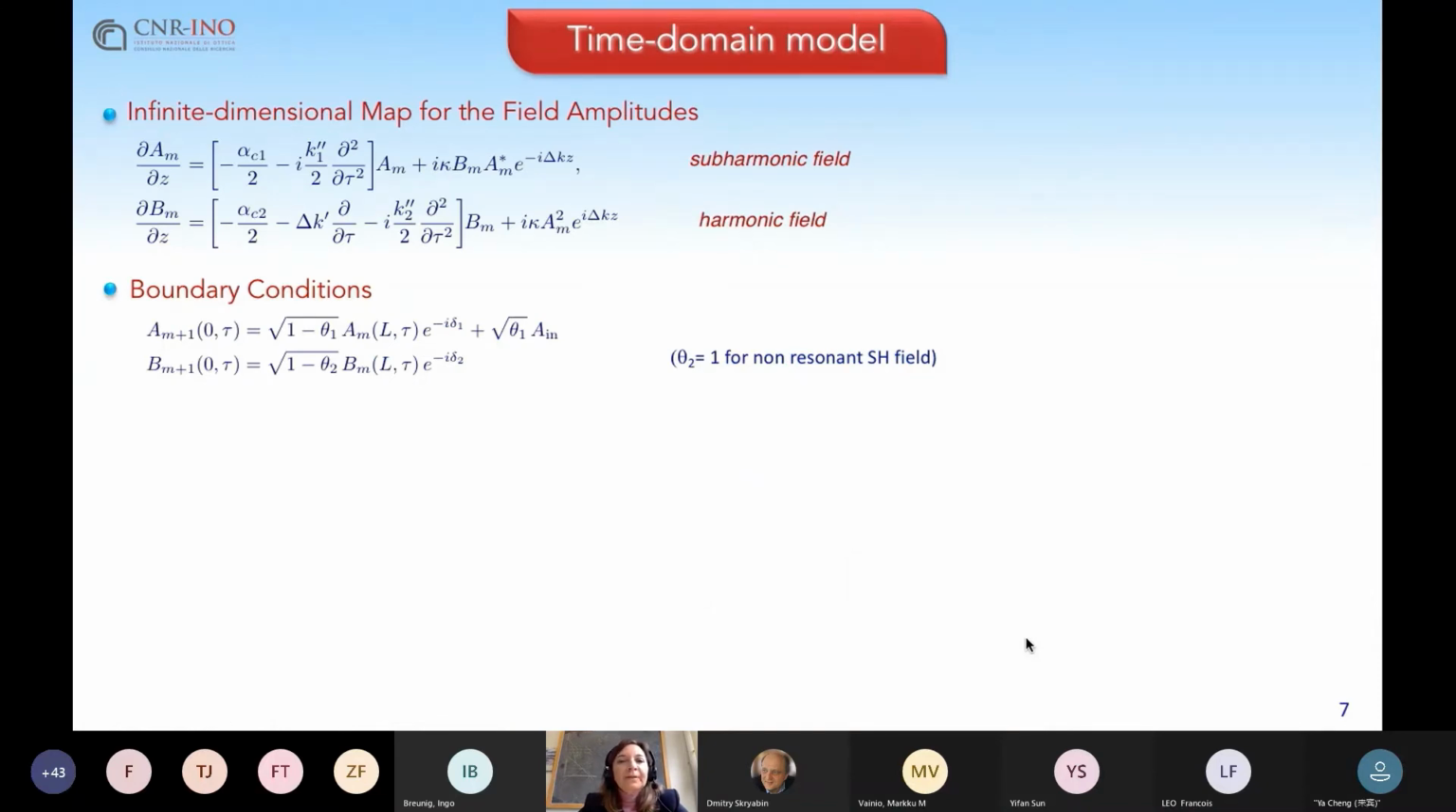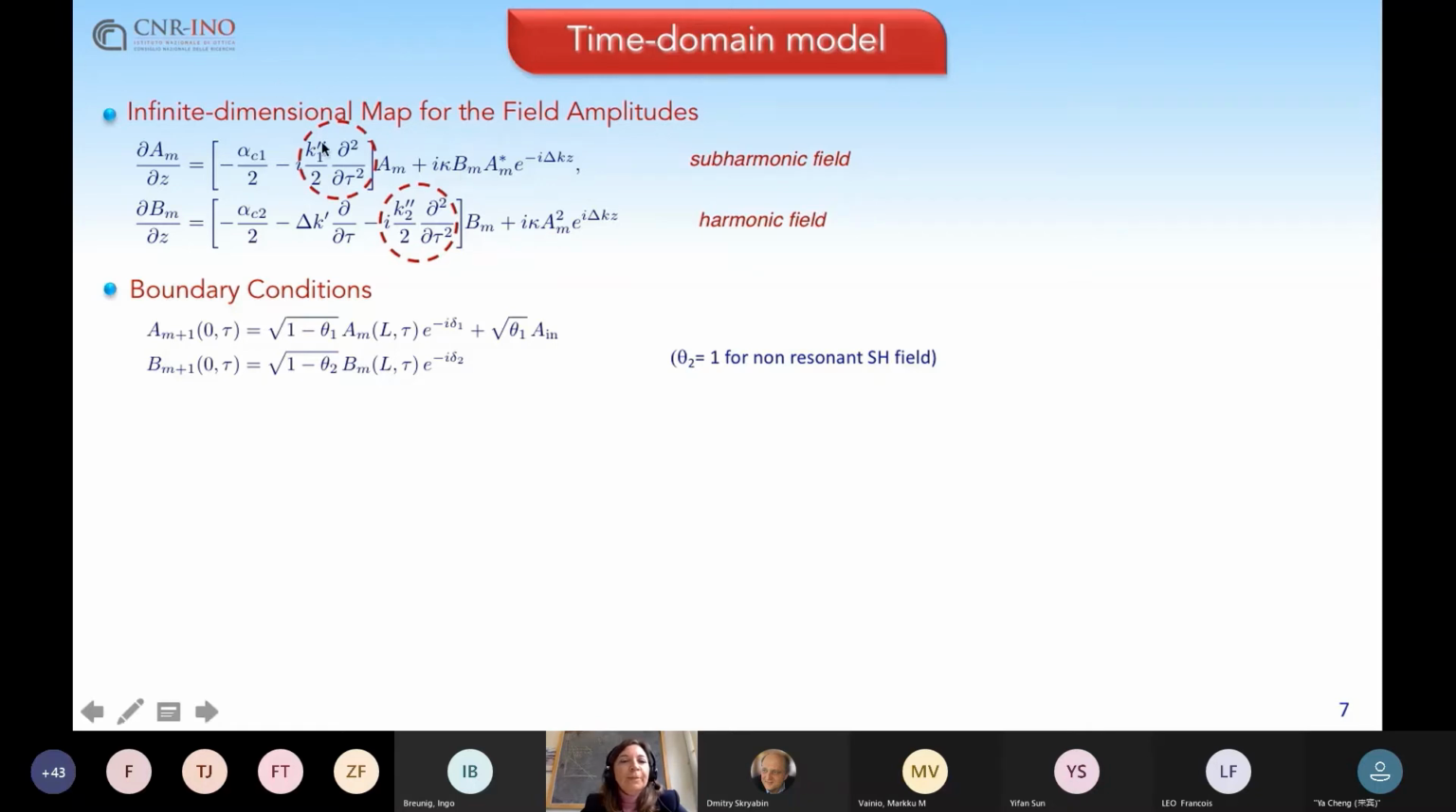We also derived, in collaboration in particular with François Léo, who is here at the workshop, Miro Erkintalo from University of Auckland, Tobias Hansson, and Professor Wabnitz, who will shed light on all these aspects, a time domain model, which is based on an infinite dimensional map for the field amplitudes. So this map is constituted by two equations for the propagation of the subharmonic and the harmonic field inside the nonlinear crystal.